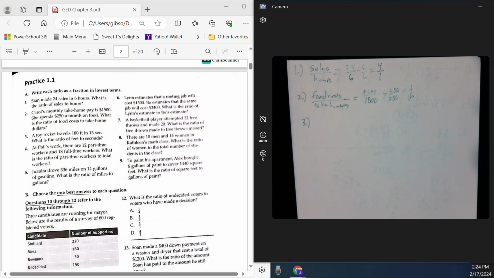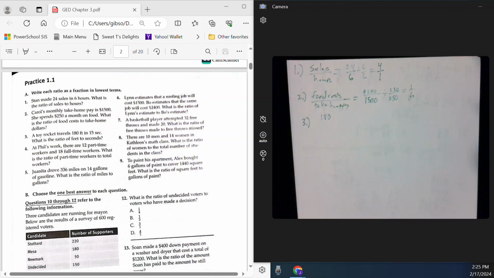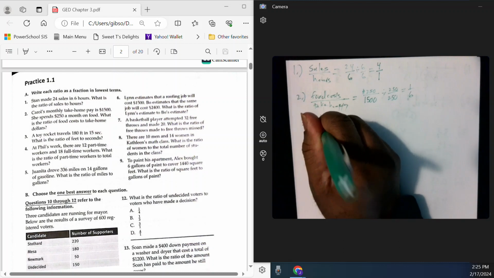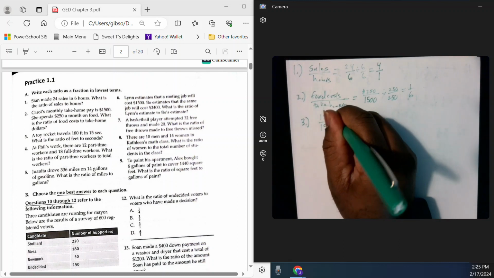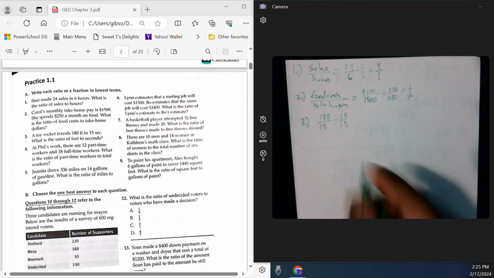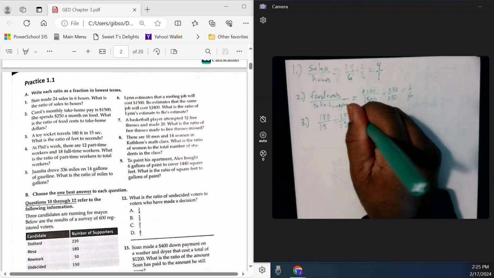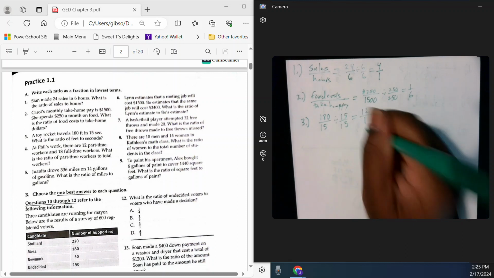It says a toy rocket travels 180 feet in 15 seconds. What is the ratio of feet to seconds? So let's see, we want the ratio of feet to seconds. So we would take the 180, which is the feet, and then the 15 seconds. Now we could divide both of these, I believe both of them divided by 15. 180 divided by 15 is 12, and 15 divided by 15 is 1.